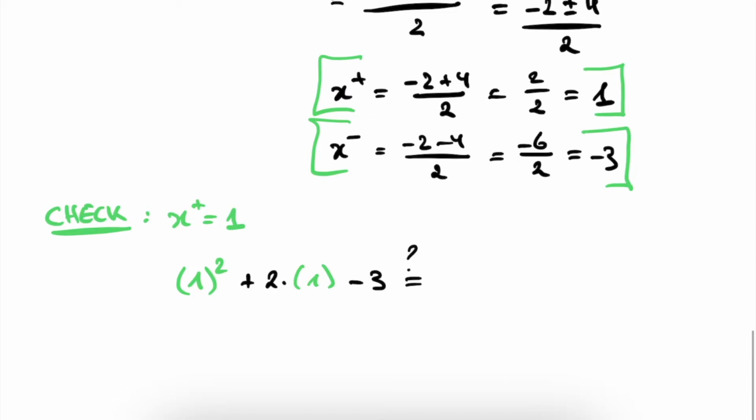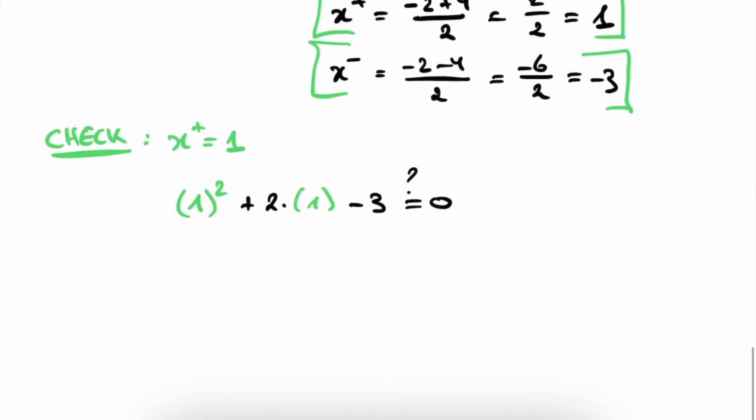And is this indeed equal to 0? So let's see. So we get 1 plus 2 minus 3, which is equal to 3 minus 3, which is equal to 0. So this solution is correct. We didn't make any mistakes.